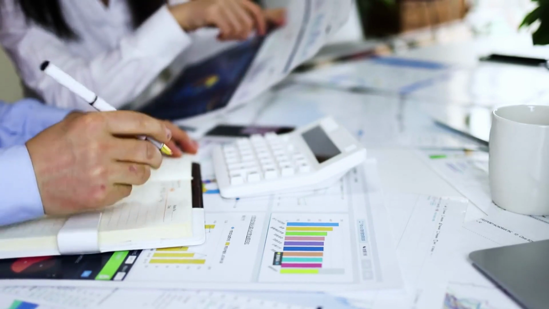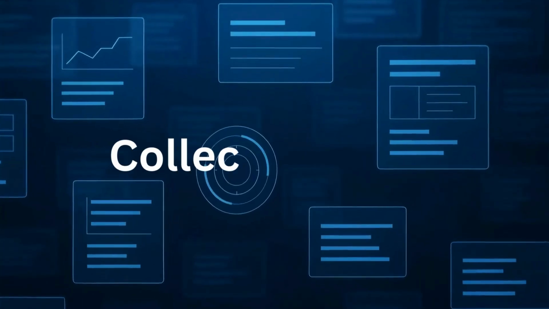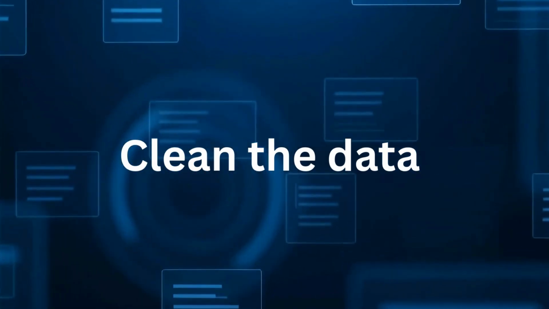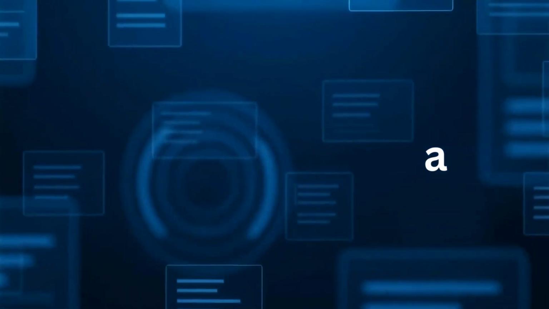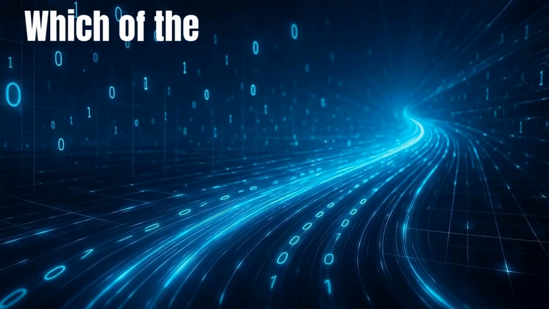So, to recap, the 5 steps of a successful data analytics project are: define the objective, collect the data, clean the data, analyze the data, and visualize the findings. When you follow these steps, you transform data into a roadmap for smarter decisions, better strategies, and greater impact.